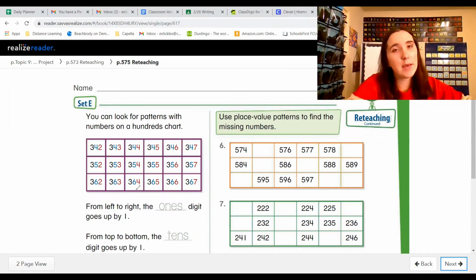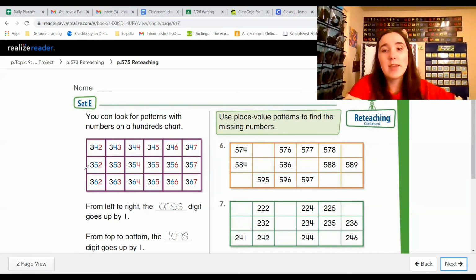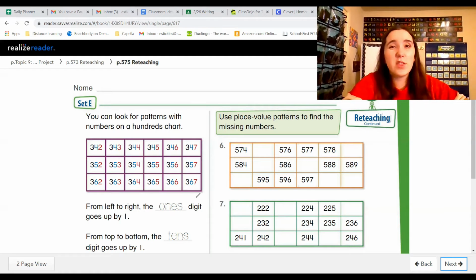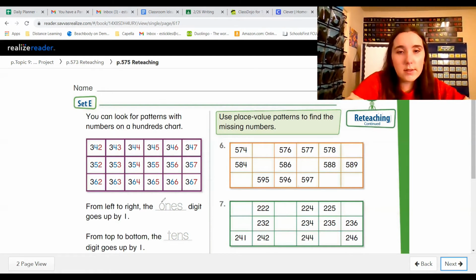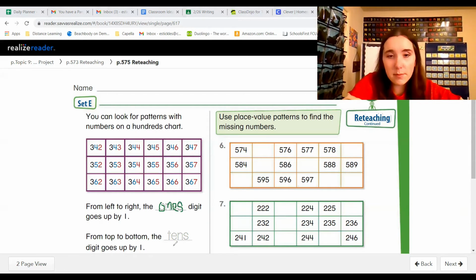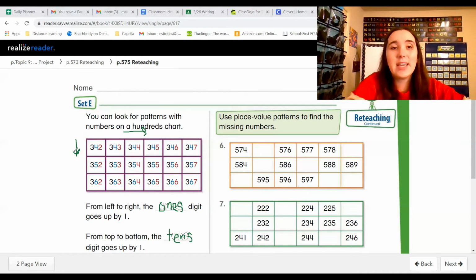And then most of the time, the hundreds place is going to stay the same unless we cross over into the next 100. So you'll notice all of the numbers on this little chart are in the 300s. So there's always a 3 in the hundreds place in this chart. So from left to right, the ones digit goes up by 1, which is what we just talked about. And from top to bottom, the tens digit goes up by 1. So those are the 2 ways our digits change. The ones increase going across and the tens increase going down the chart.